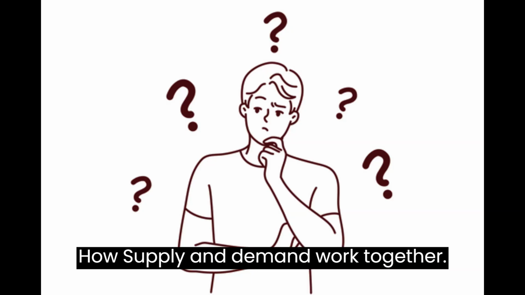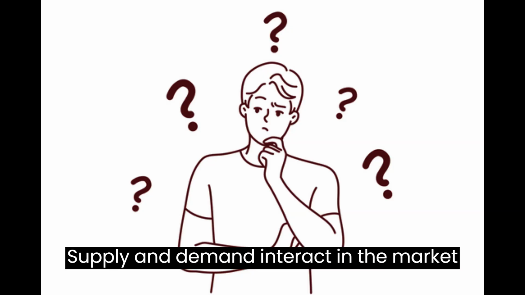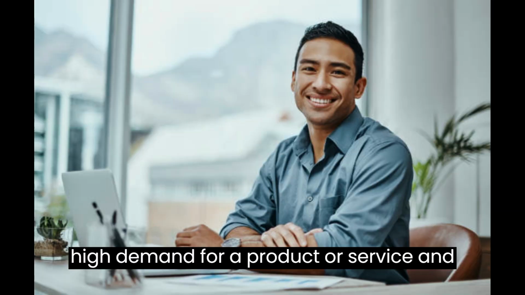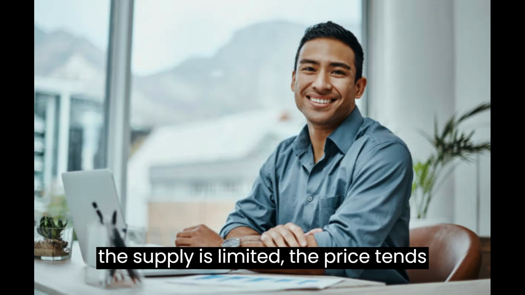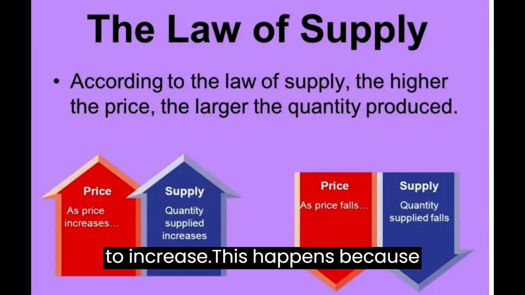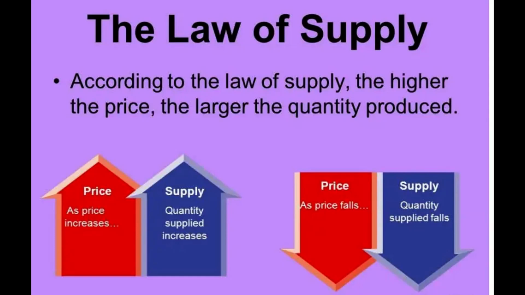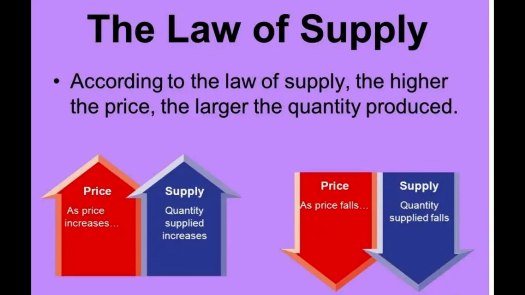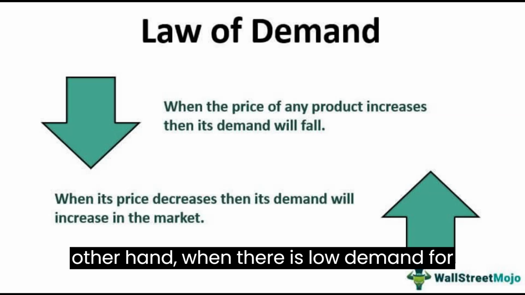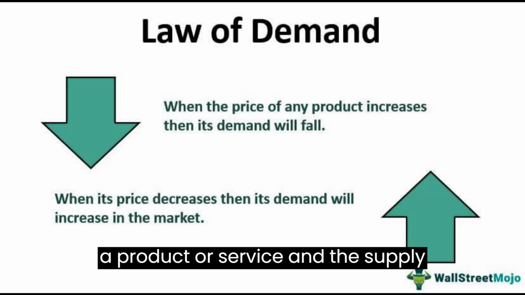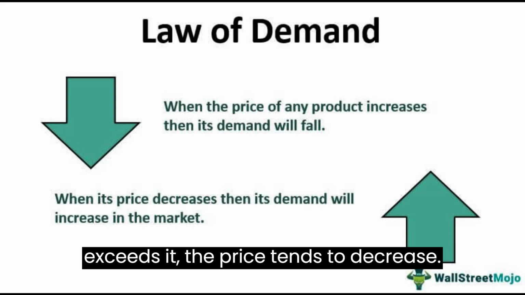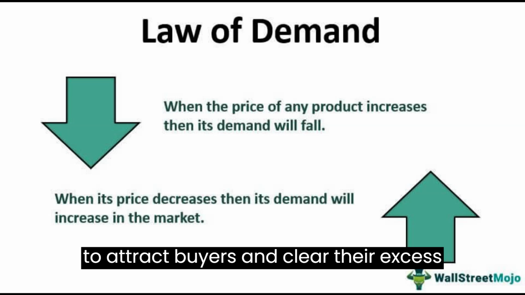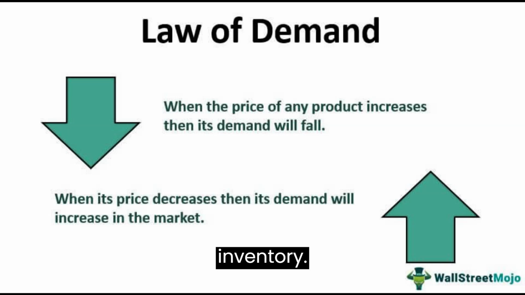How supply and demand work together. Supply and demand interact in the market to determine prices. When there is high demand for a product or service and the supply is limited, the price tends to increase. This happens because buyers are willing to pay more to acquire the limited supply. On the other hand, when there is low demand for a product or service and the supply exceeds it, the price tends to decrease. In this case, sellers may lower prices to attract buyers and clear their excess inventory.